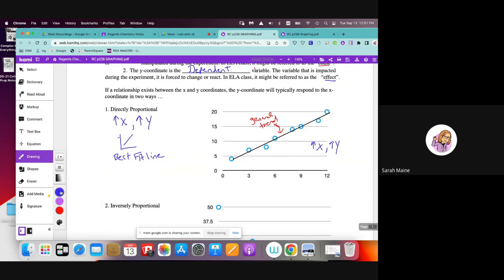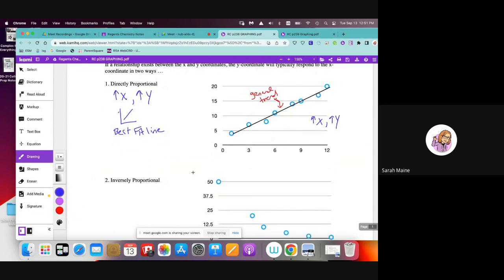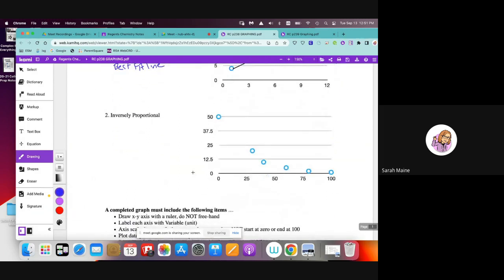The other type of graph that we might come up with is known as an inversely proportional. So as we see an increase in the x value, so take a look at the x-axis. When we read each data point's x value, we see that it is increasing. But at the same time, when we look at those data points in the same order and read their numbers off of the y-axis, we see a decrease in the y value.